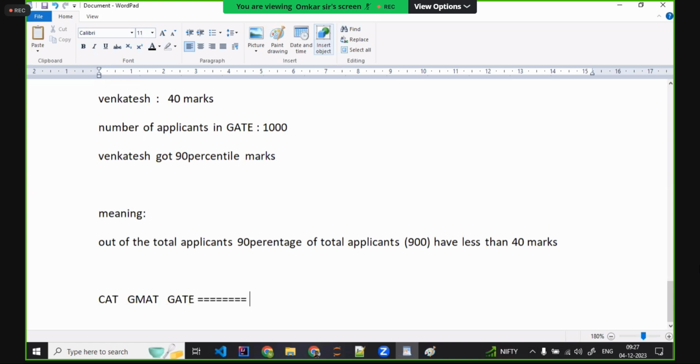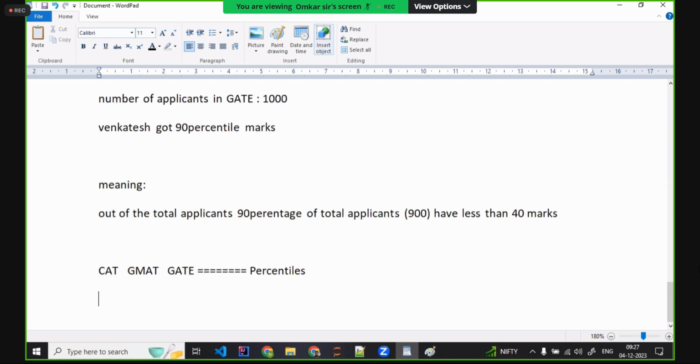Now suppose in the CAT exam, generally the CAT exam, GMAT exam and GATE exam, all the values are in terms of percentiles only. You will see in the CAT exam that a guy got 99 percentile. Generally we hear he got 99 percentile marks. But actually how many marks did he get? Suppose only 60 marks.